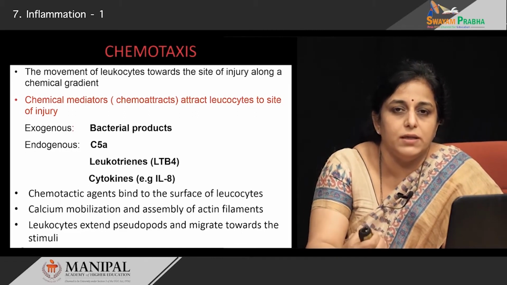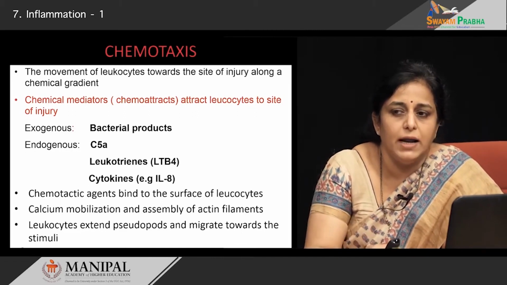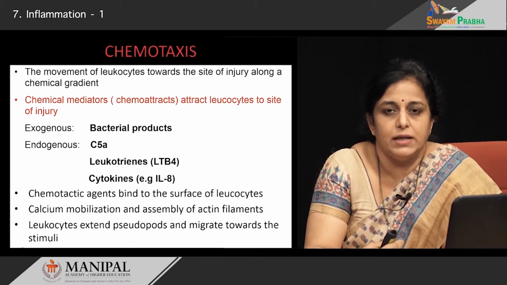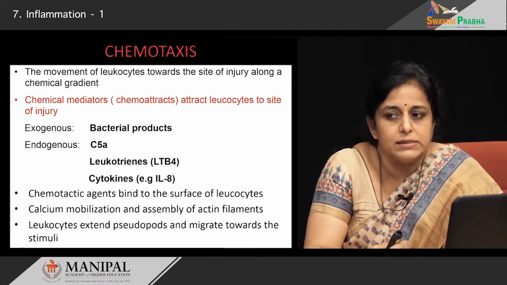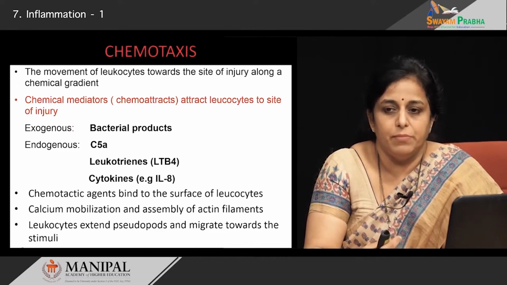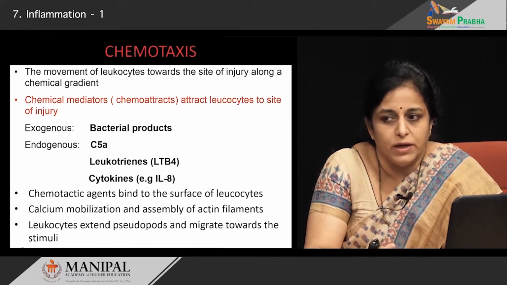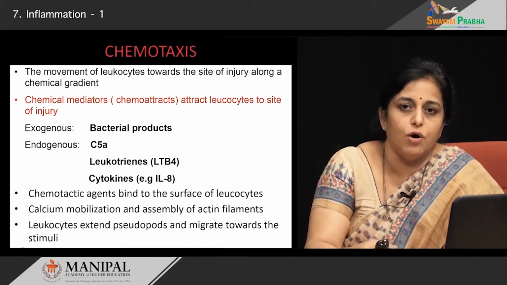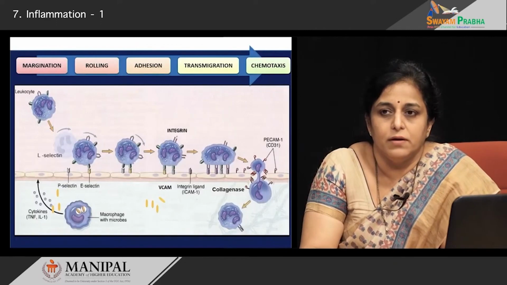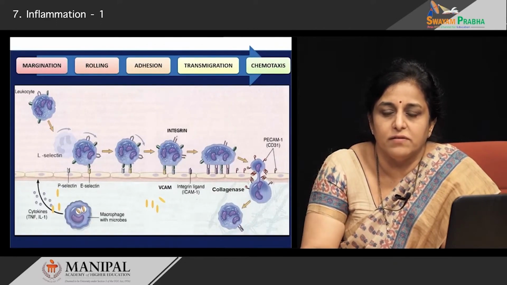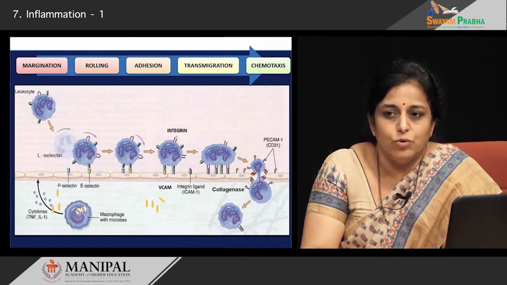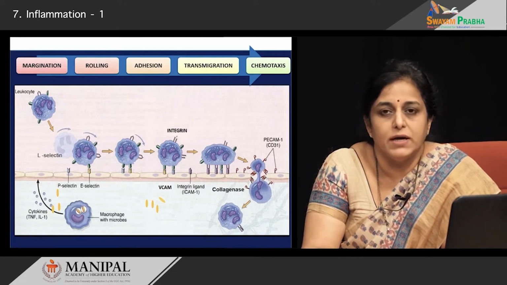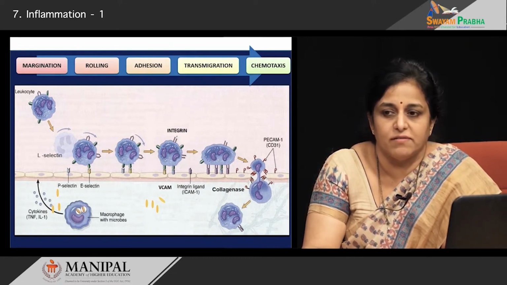So, what happens when these chemoattractants bind to the leukocyte? It brings about a change within the leukocyte. The actin filaments within the leukocytes get mobilized and assemble, causing movement of the pseudopodia, so that there is an amoeboid movement of the leukocytes to the site of injury or stimuli. So, this summarizes these effects. This is a picture from Robbins Pathologic Basis. You can see the leukocytes are marginating, there is rolling, adhesion, transmigration, and finally chemotaxis.